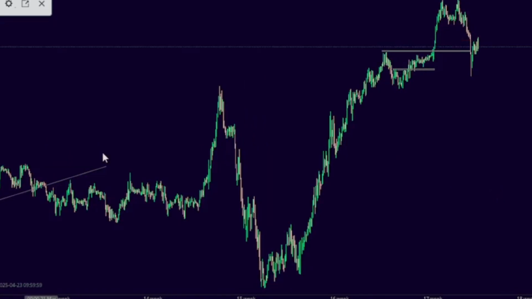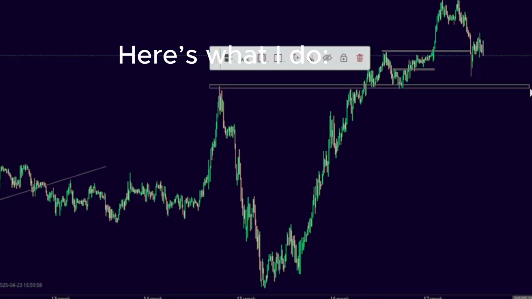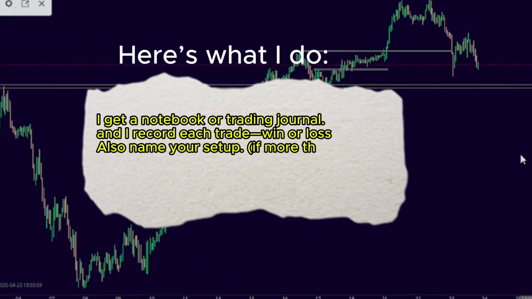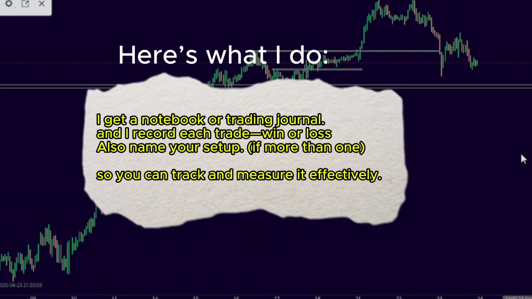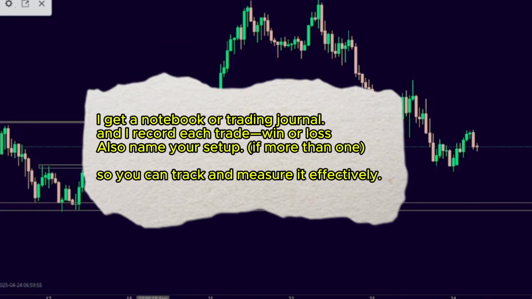You need to backtest. So when I'm backtesting, for instance, what I often do is this. I will pick a notebook or a journal. I will say this is a win, this is a loss. Now what I will do is I will pick a particular setup.